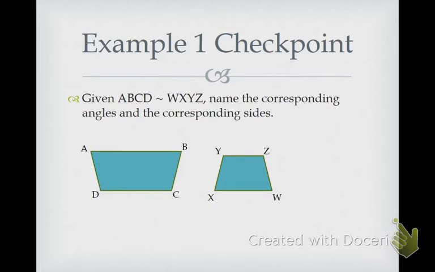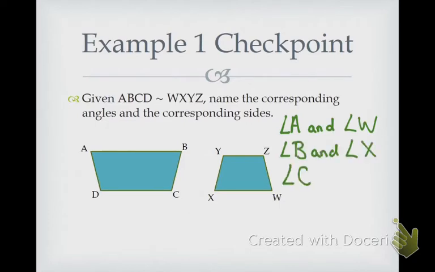Okay, so I want you to name me the 4 pairs of corresponding angles and the 4 pair of corresponding sides. Okay, so angle A. What angle corresponds with A? The first one, W. What about B? X. What about C? Y. What about D? Z. Very good. Okay, so you just go by the sequence. Everybody kind of catching on to that?